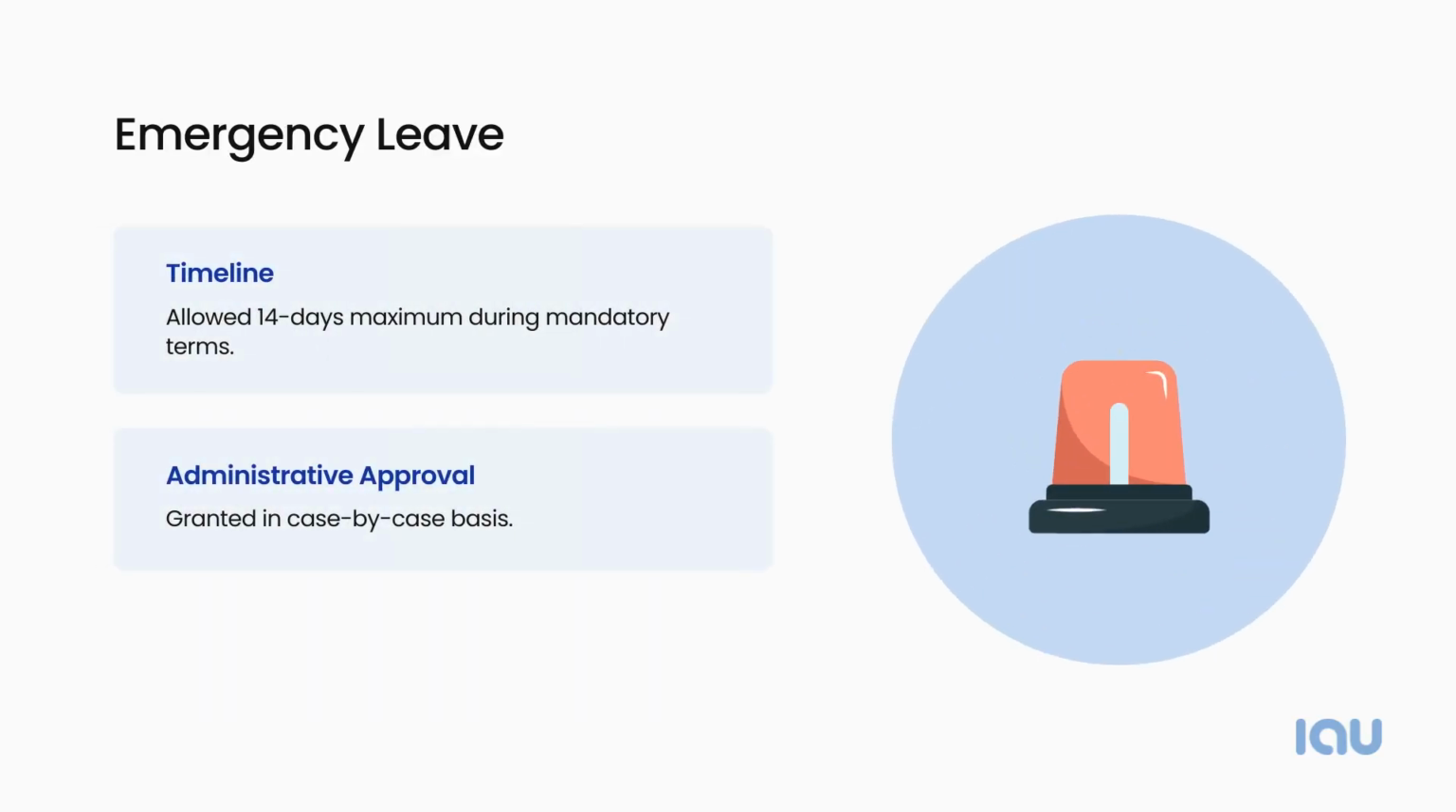Emergency leave occurs during a mandatory term when full-time enrollment is required. It is approved on a case-by-case basis with a maximum time allowed of 14 days. It's important to understand these 3 travel categories so you can choose the right one for your situation and protect your F-1 status.